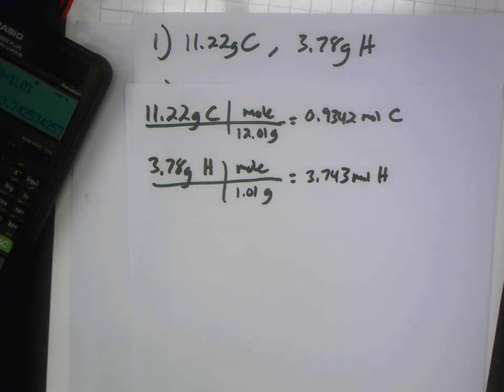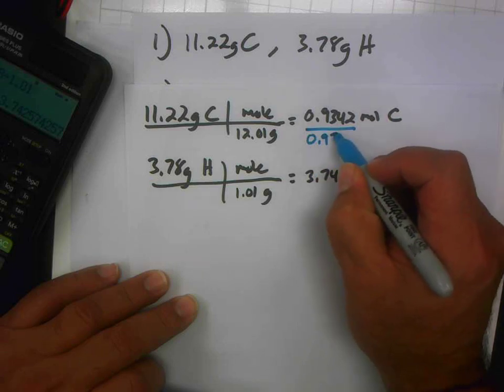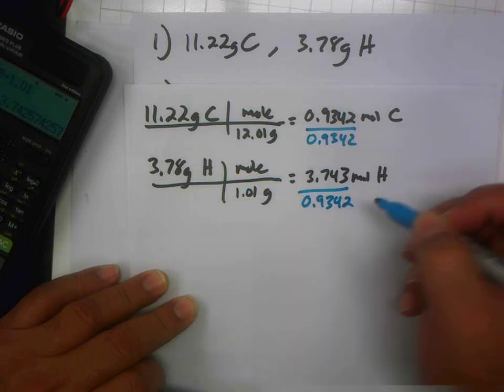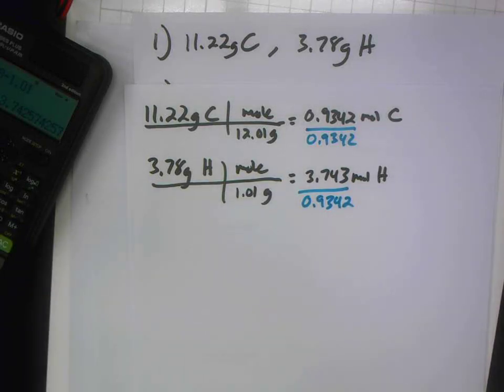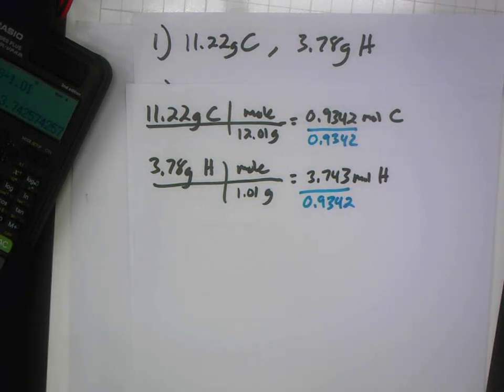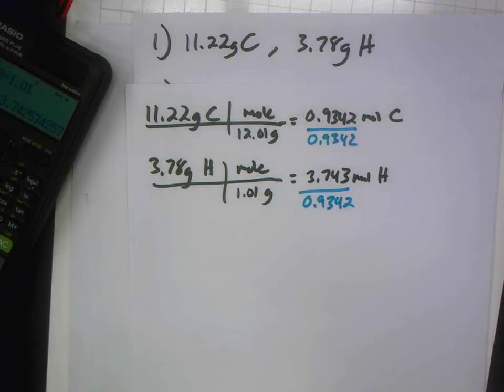So what I'm going to do then is divide the moles of each element by the least number of moles. The least number of moles is 0.9342 here, so I'm going to divide both numbers by 0.9342. Remember, you take both numbers of moles and divide by the same number, the least number of moles. Some people make the mistake of just dividing each by itself, but that just gives you a 1-to-1 ratio, and that doesn't really mean anything.